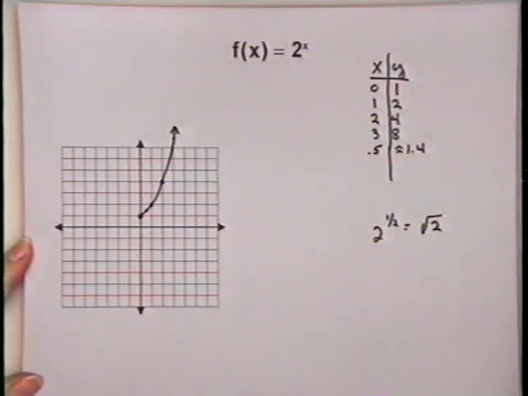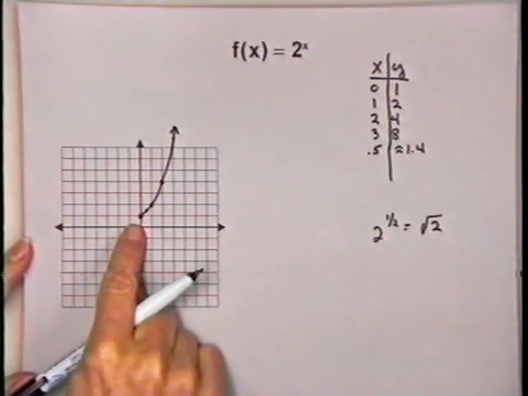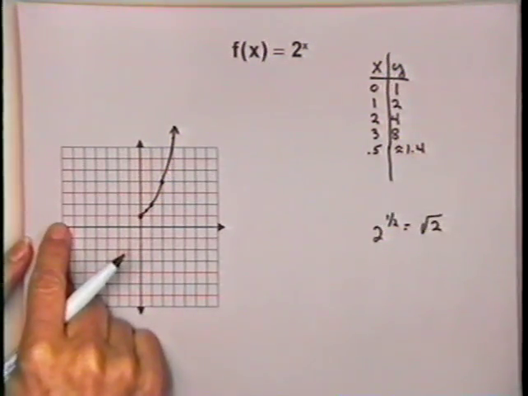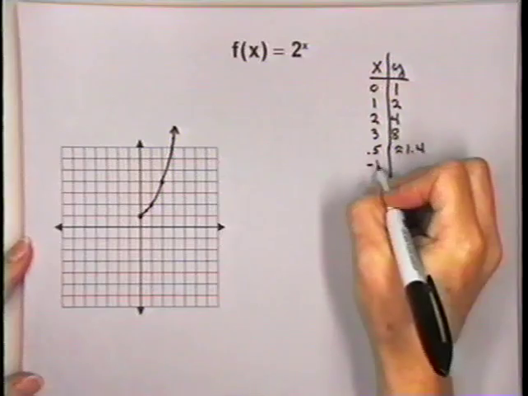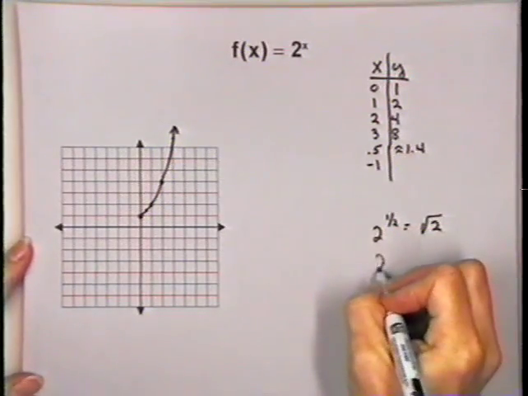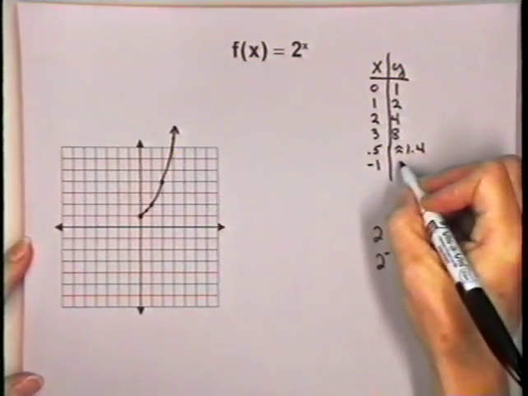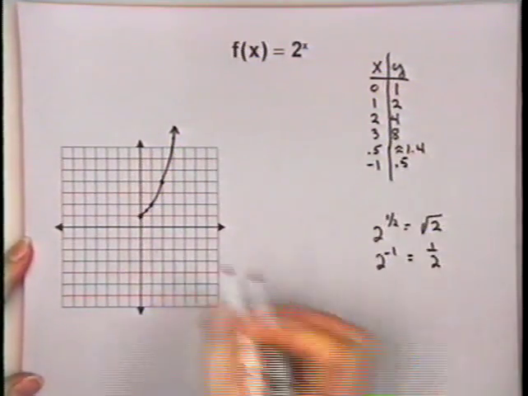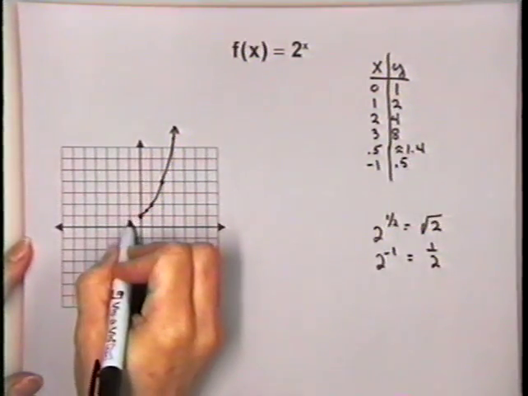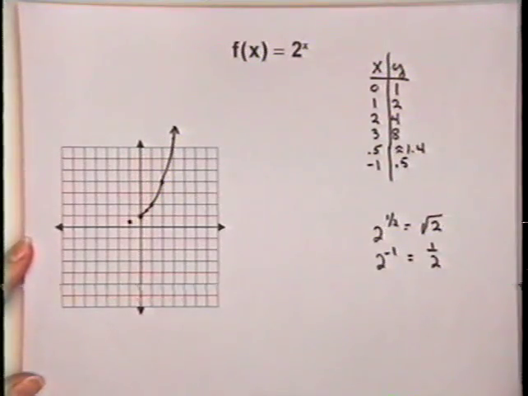Now, I'm not finished with my graph because what I have not done is choose negative values yet, so let's do a couple of those. If x is negative 1, remember 2 to the negative 1 means 1 over 2 to the first power, or 1/2. I'm going to write that down as 0.5. So at negative 1, I'm going to get a 0.5 or a 1/2 right there.